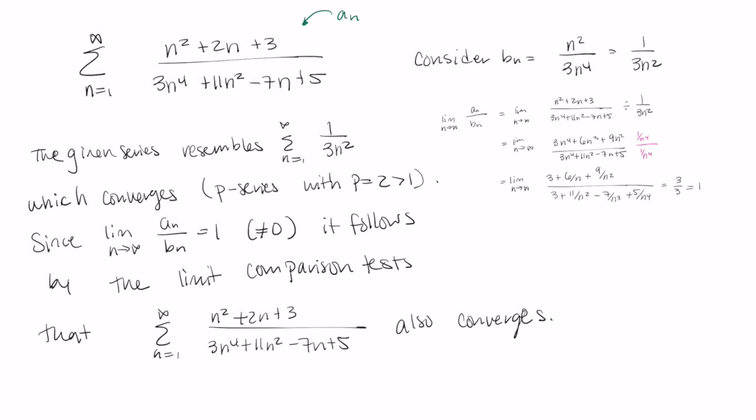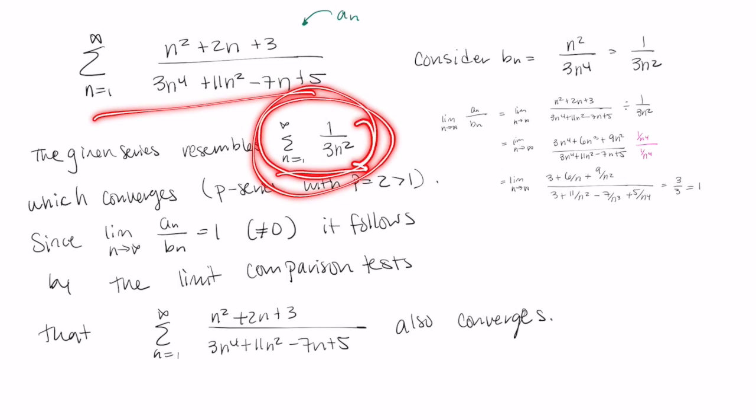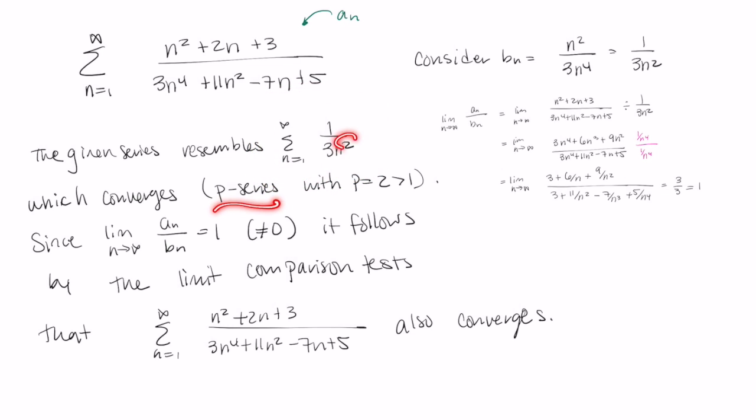I want to point out that in the limit comparison test, since the limit is not equal to 0, both of these series either converge or both of these series diverge. But since we know this one converges as it is a p series with a p greater than 1, then this series also has to converge.